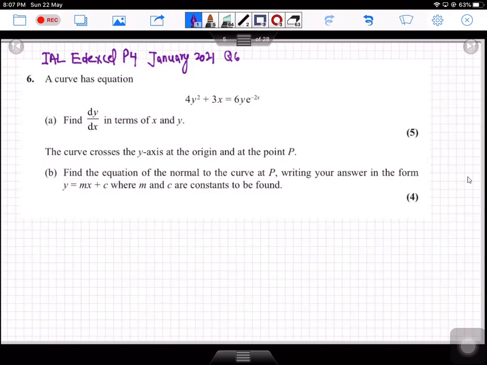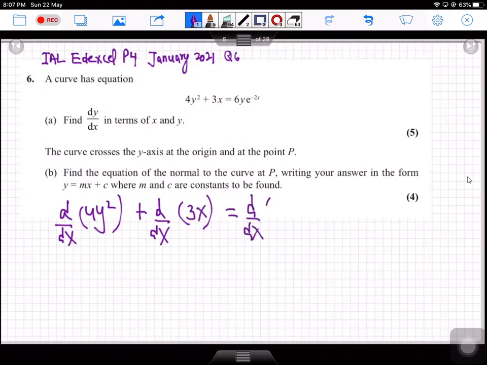All right, so what we are going to do, we are going to differentiate each and every term in this equation with respect to x. We are going to differentiate 4y² with respect to x. Then we are going to differentiate 3x with respect to x, and then we are going to differentiate 6y times e^(-2x) with respect to x.